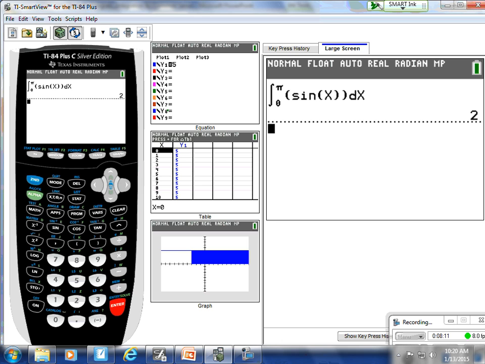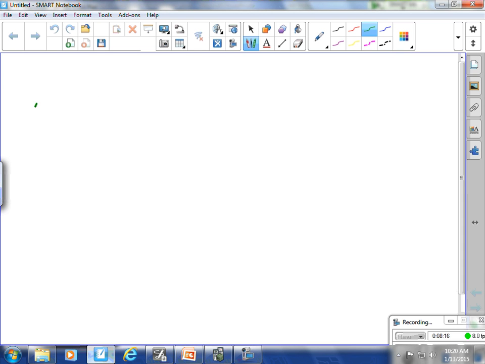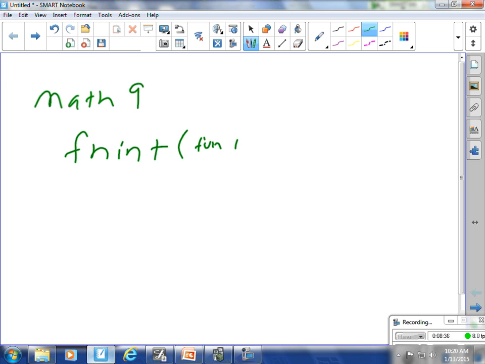Now, if you're working on the TI-83 or you don't have the new software, when you do Math 9, the integral symbol doesn't show up. This is what shows up: F-N-I-N-T with an open parenthesis. So here's what you have to tell it. You have to tell it the function first. Then you have to tell it that x is the variable. And then you put in your lower limit, and then your upper limit, close the parentheses, and hit enter.